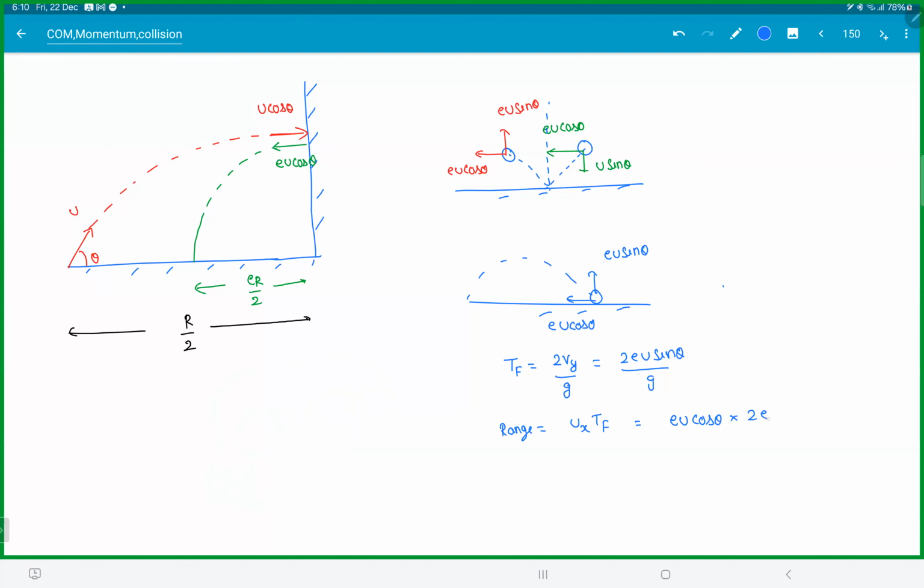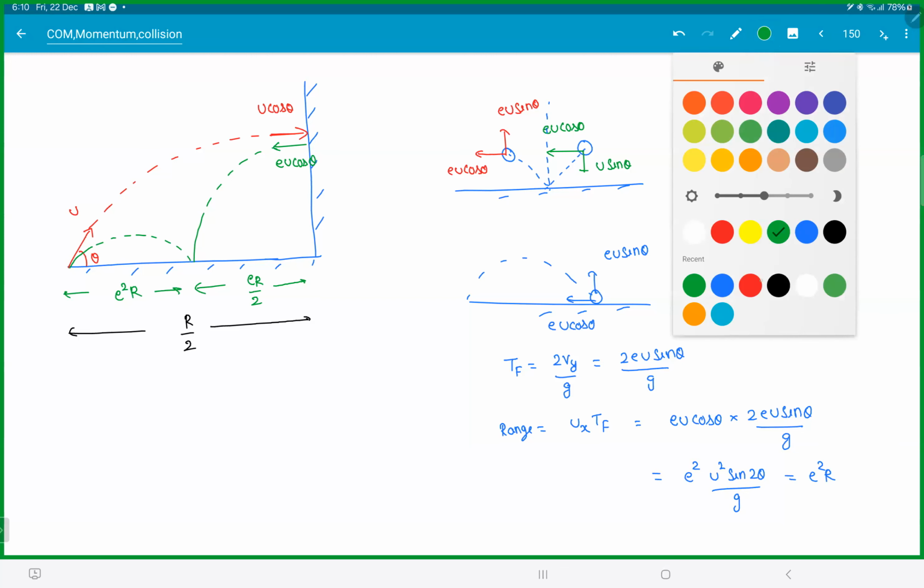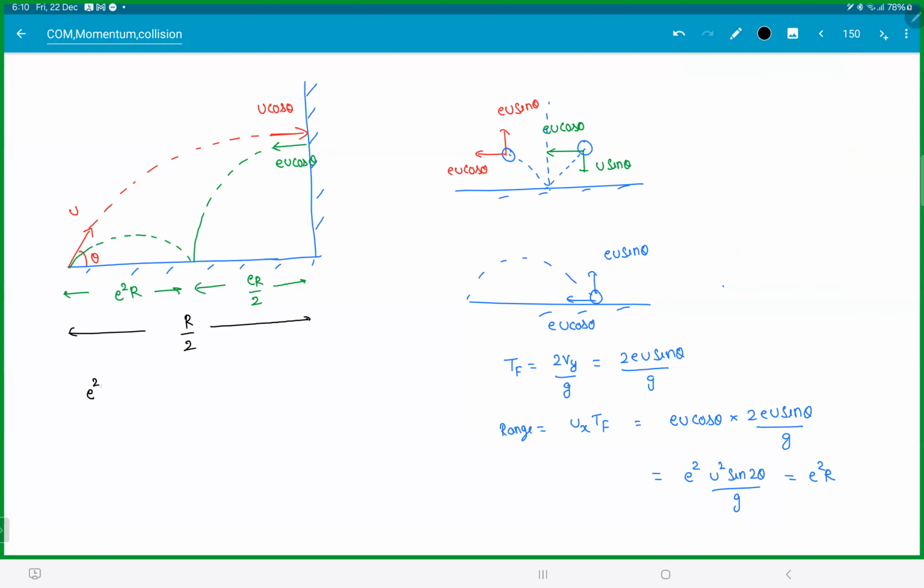Time of flight is 2 e u sin theta by g. So this would be e square u square sin 2 theta by g. This would be e square R. And that means after hitting the ground, this guy will bounce off and come back again, and this will be e square R. So from here we can clearly see e square R plus eR by 2 should be equal to R by 2. R gets cancelled. 2e square plus 2e minus 1 is equal to 0.